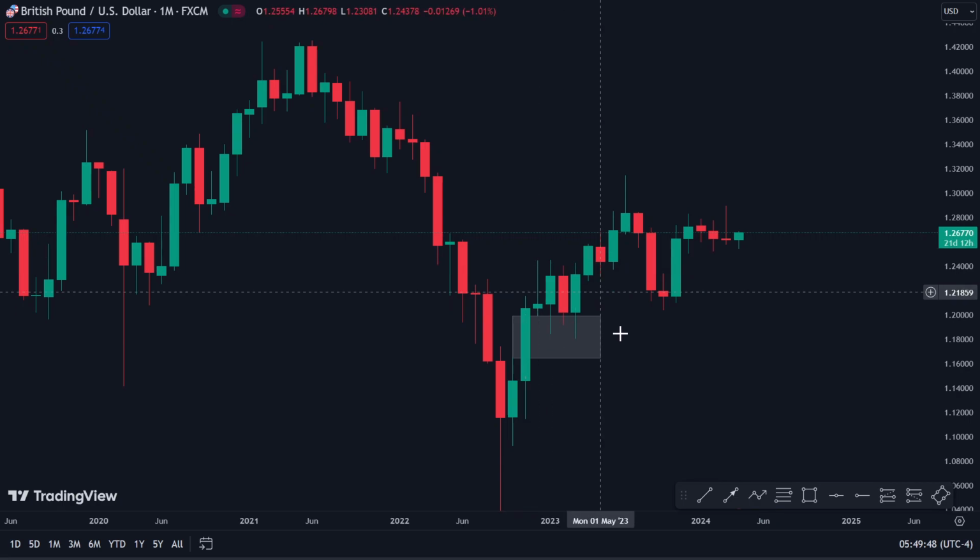Now, I hope that was insightful as far as understanding the fair value gap in the form of a BC or CB is concerned. And I hope you found this insightful.